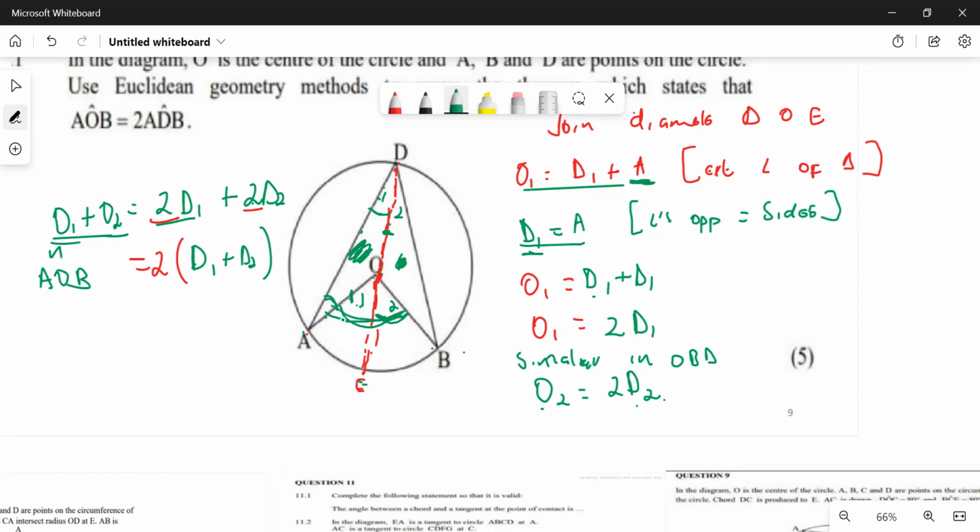If you combine O1 and O2, can you see that? At the same time, what is D1 plus D2? ADB. So in other words, angle AOB is going to be equal to 2 times angle ADB, which is what we're required to prove for 5 marks. So where do you get your 5 marks? Construction, 1 mark. Exterior angle, 1 mark. Angles opposite equal sides, 1 mark. This one is going to be twice that one, 1 mark. And then you're also going to get 1 mark here. All in all, you get your 5 marks.